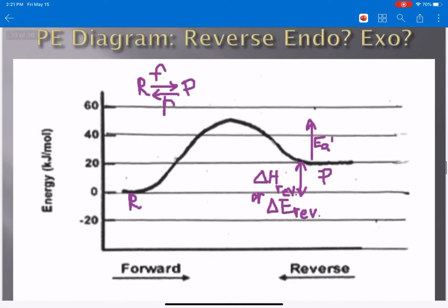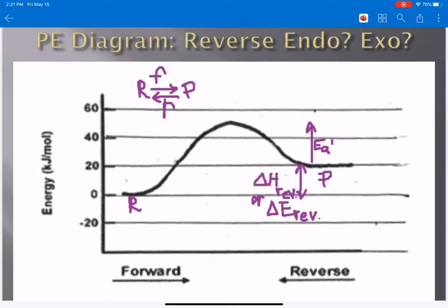Let's take a look at this one. On this one, we're labeling the reactants, labeling the products, and again reminding you that the forward reaction is when reactants form products. The reverse reaction is when products reform reactants. So the reverse reaction would actually start at the product and go up the hill in the opposite direction. That's called energy of activation prime, EA prime or apostrophe. And the delta H or delta E is the same.